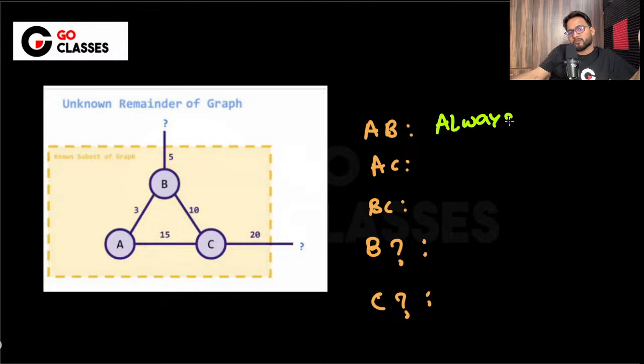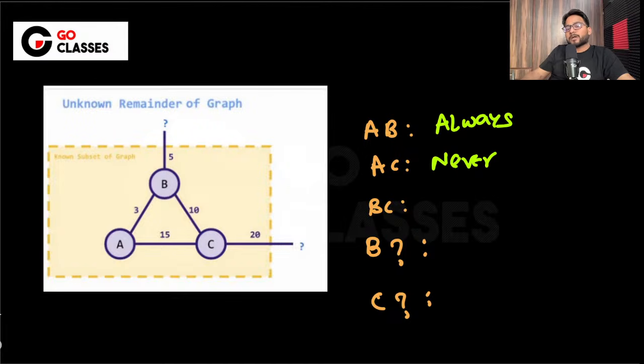I mean there is no confusion. Okay, this AB is always included, because this is a cut, and here it is a minimum always, right? What about AC? Since, see, this is interesting. This AC is a part of a cycle, and this is the maximum edge of the cycle. So it will never appear. Okay, never appear. Because why?